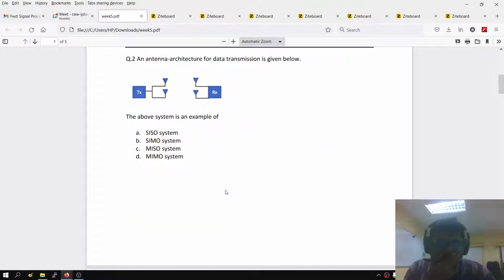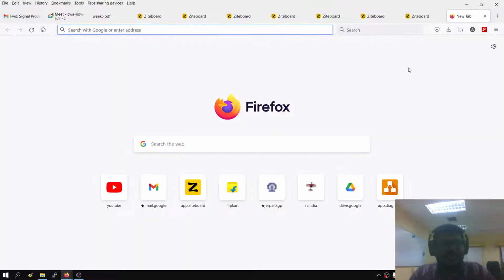So for question 2, the antenna architecture for a data transmission is given below. And the above system is an example of what? Like here there is only one transmitter antenna, and the same antenna is getting boosted from the same transmitter side, but the RX side has two different boosting power amplifiers. Why? It is like this.